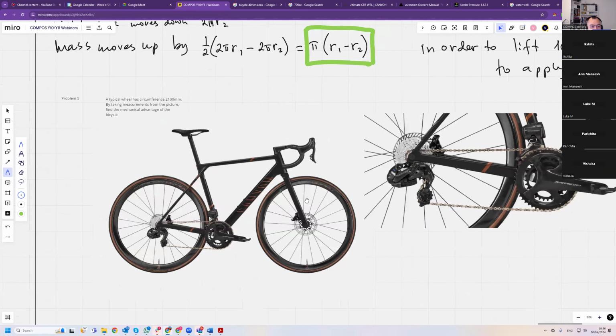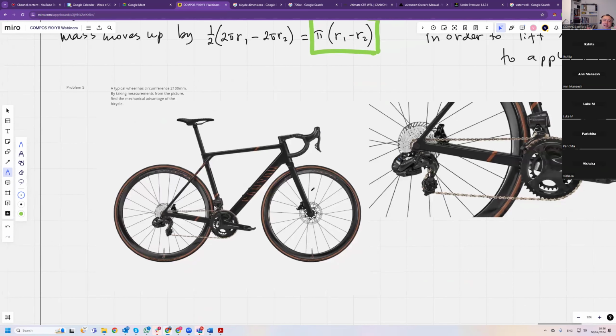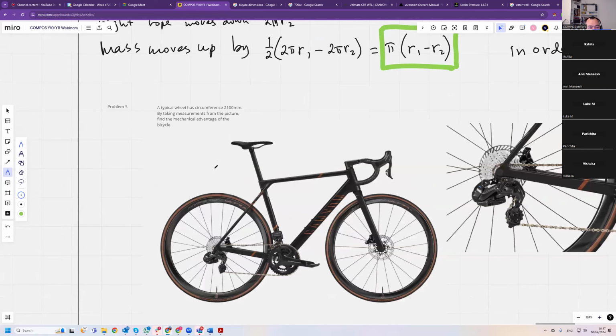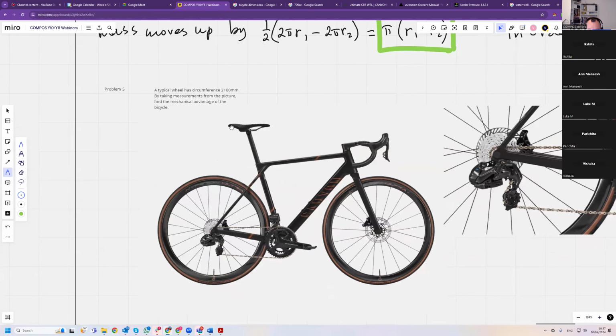Now, I came up with this question like an hour ago. I was just thinking, what would be a good question? I got inspired by the previous question. A typical wheel has a circumference of 2100 millimeters. By taking measurements from the picture, find the mechanical advantage of the bicycle.